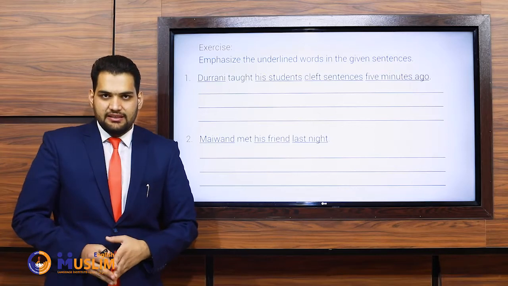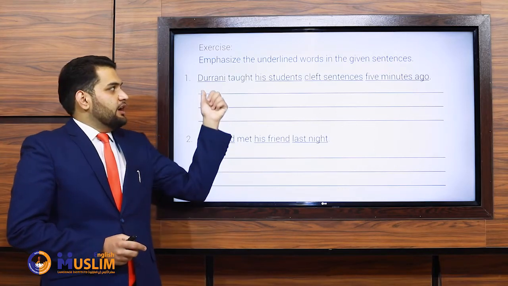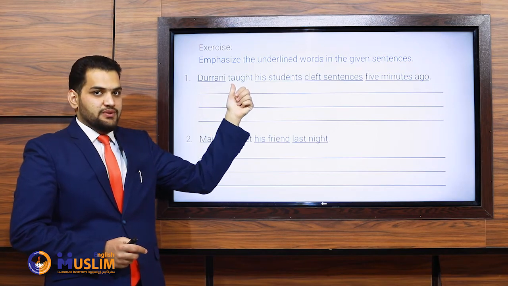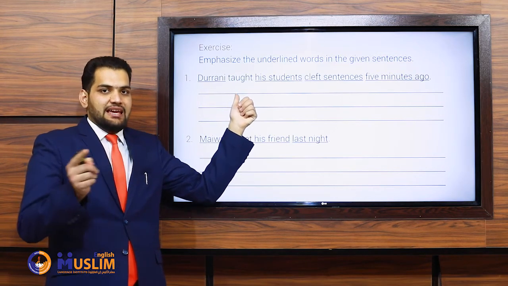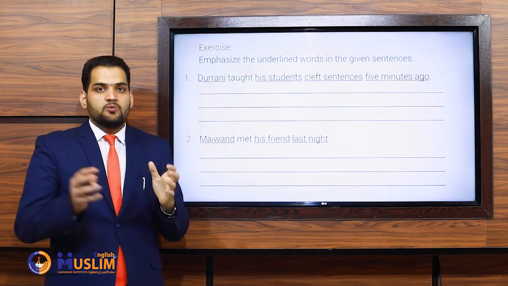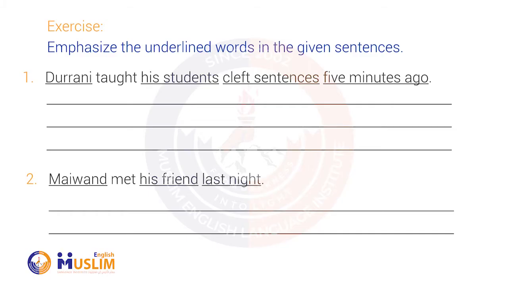Alright, so let me tell you the answers. For the Rani, you can say it was. Be careful about it is and it was. Since this sentence is in the past, we have to say it was. It was the Rani who taught his students cleft sentences 5 minutes ago.